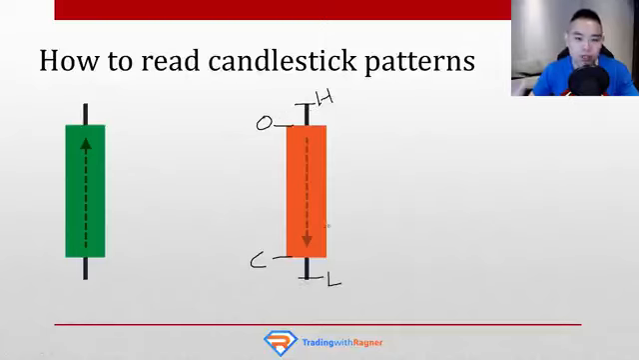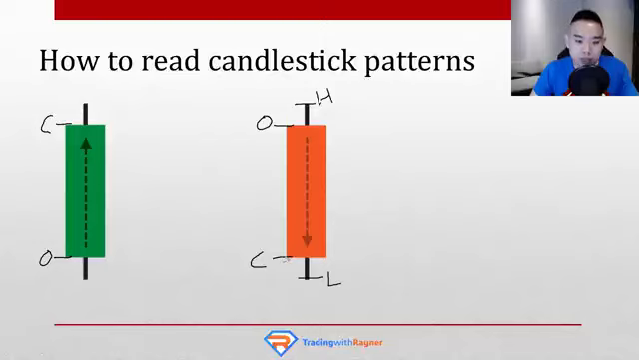If you think about this, the main difference between a bull and bear candle is the location of their open and closing price. For a bull candle, the opening price is here and the closing price is here. For a bull candle, it means that the market has closed above the opening price. For a bear candle, it means that the market has closed below the opening price.